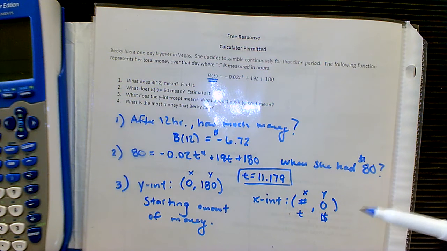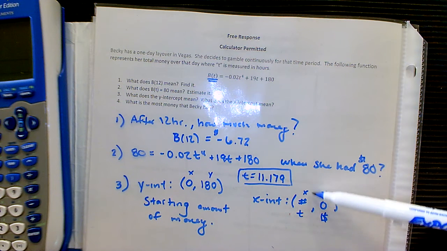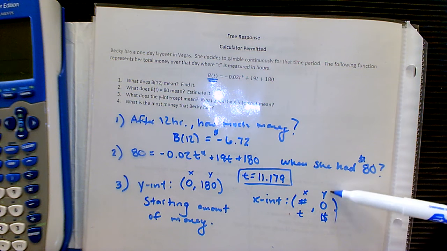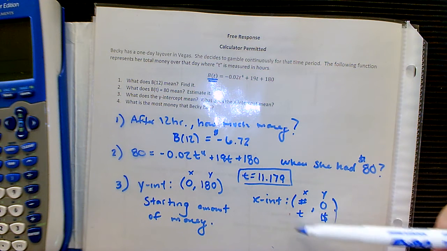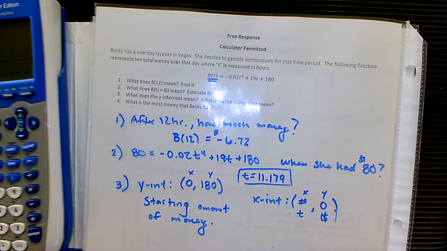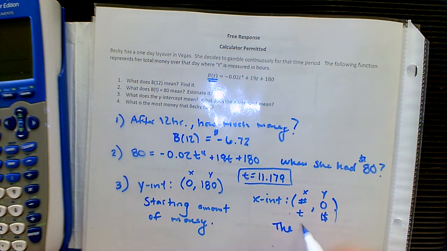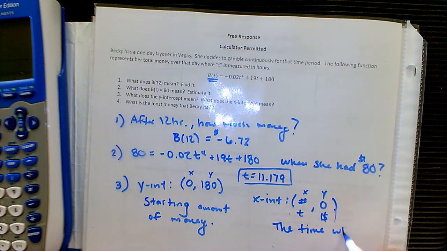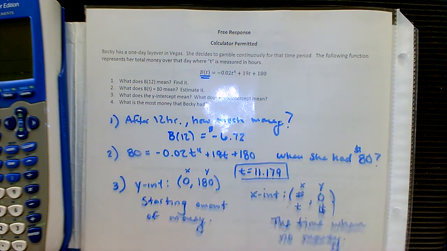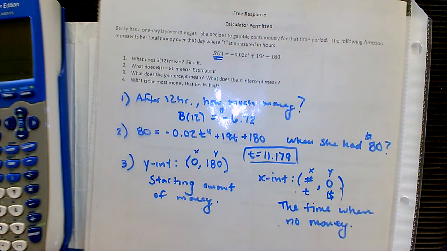Okay? But in terms of this scenario, this X-intercept is representing the time when she had no money. Do you see that? This would be a number, so this is the time that she had absolutely nothing in her wallet anymore. Okay? So we'll say the time when no money. Okay, I'm paraphrasing there. Not really a complete sentence, okay, but it's the time when she doesn't have any money.